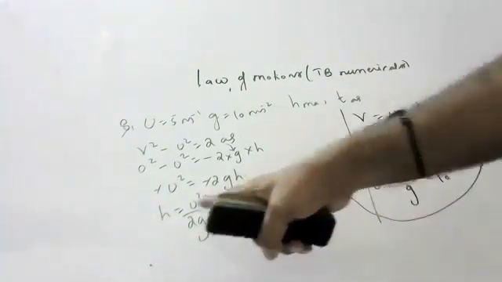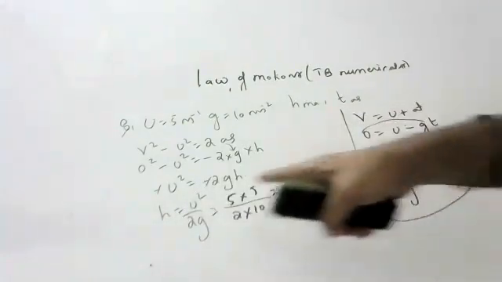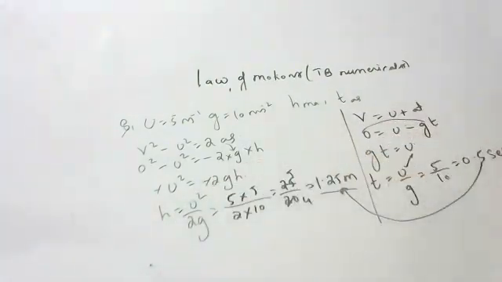Okay, children, this is the maximum height formula. This is the time of ascent formula. H is equal to u square by 2g, and t is equal to u by g.